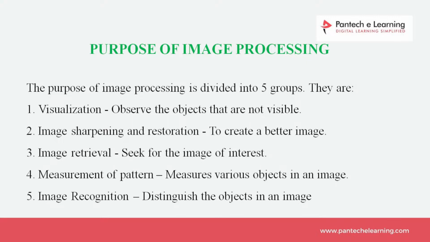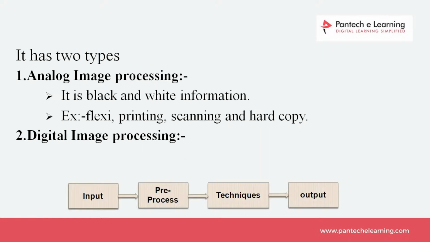Because of the processing of different types of techniques in image processing, you can call it image processing. Here you can see five groups they have divided image processing into. The first one is visualization, the second is sharpening, the third is retrieval, the next is measurement of patterns, and the last is image recognition. These are not the only things, but these are the main steps of image processing.